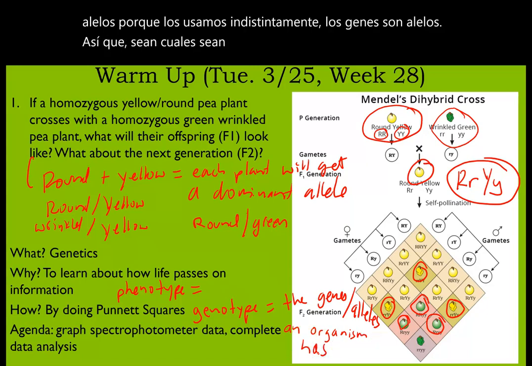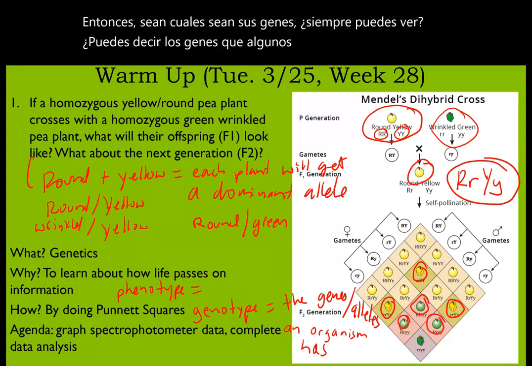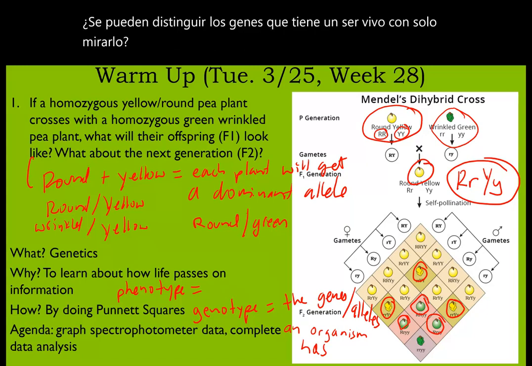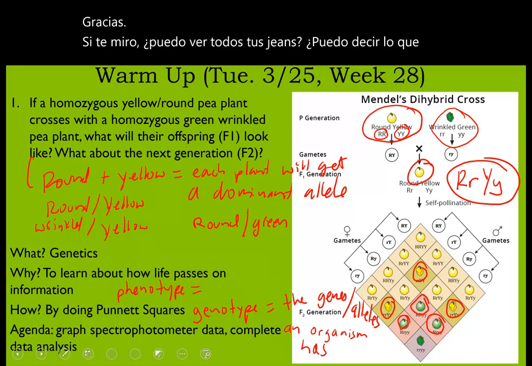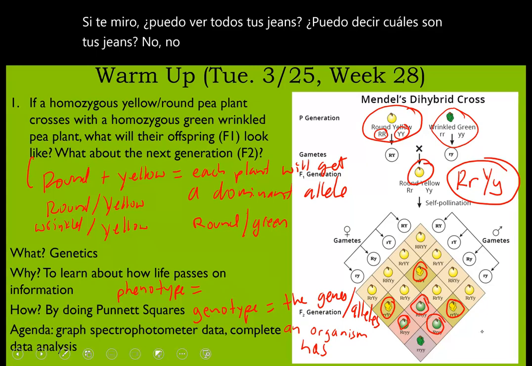Can you tell the genes that a living thing has just by looking at it? Is that possible? Like if I look at you, can I see all of your genes? Can I tell what your genes are? No, you can't. Can you sometimes, though? Can you sometimes figure out what genes somebody has?